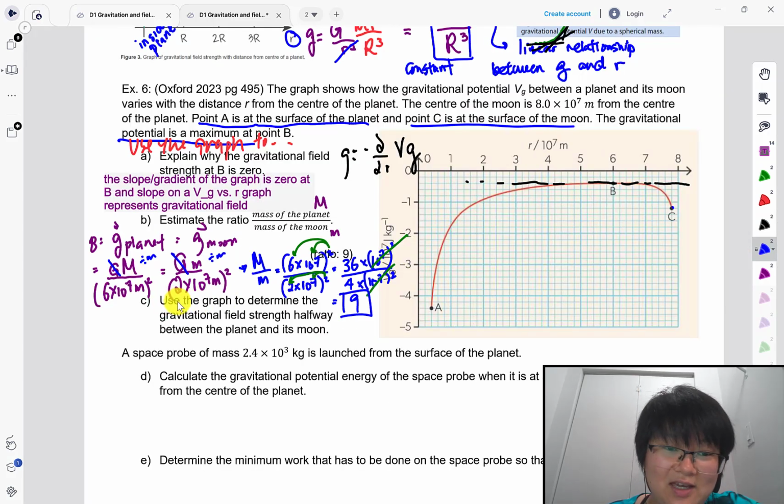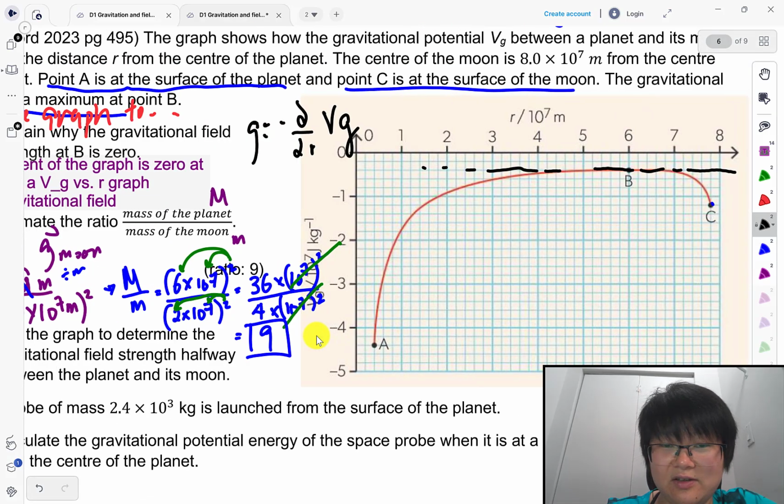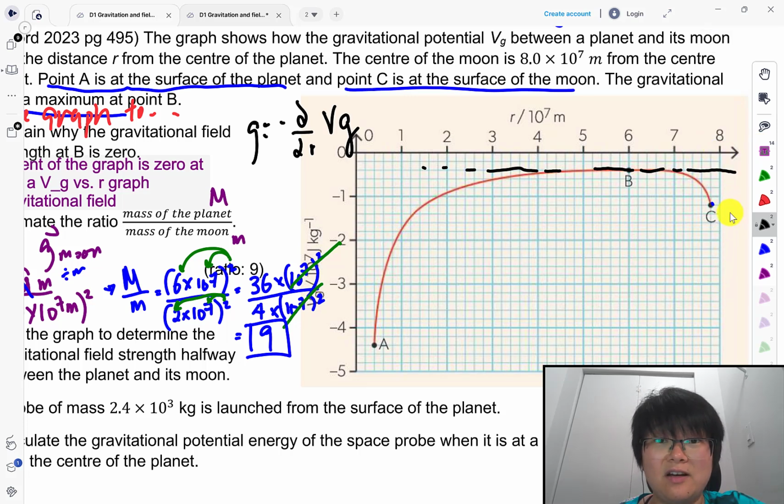Okay, so on to C now. Use the graph. Hey, it says use the graph. So watch out for when they say use the graph because it's very specific. Use the graph to determine the gravitational field strength halfway between the planet and its moon. If we take a look at the planet and the moon, it goes from 0 all the way to 8, because we're talking about the centers of these two masses. So half of 8 is 4, so that would be right here.